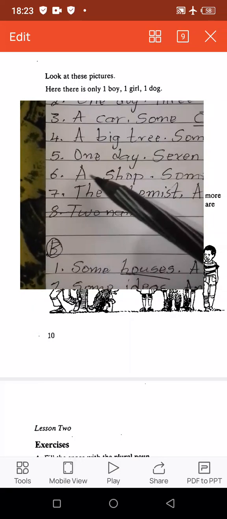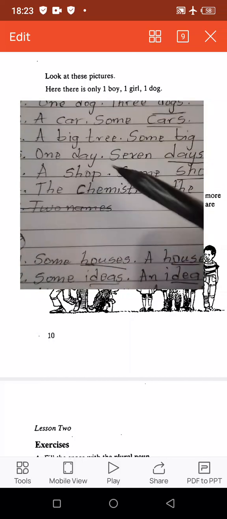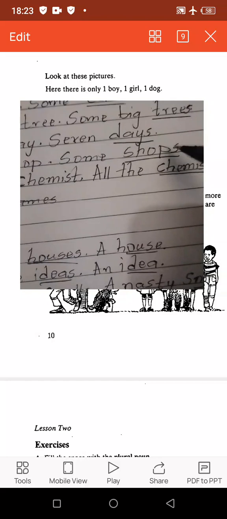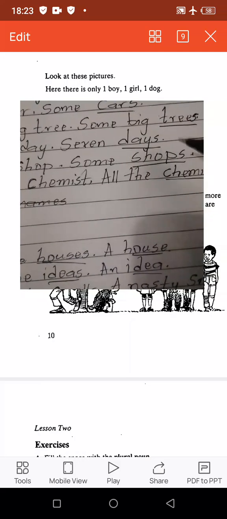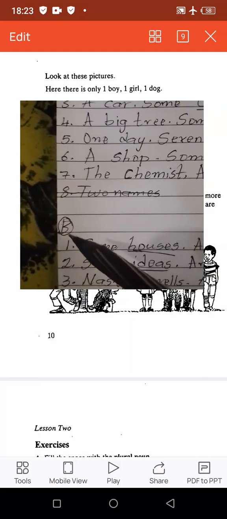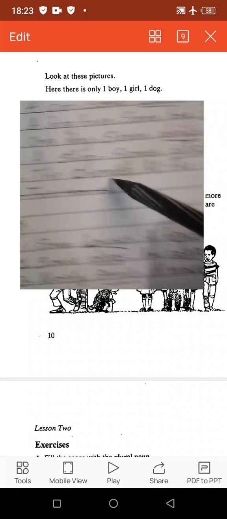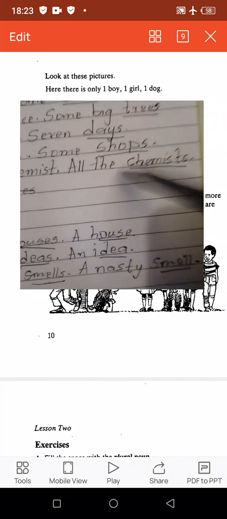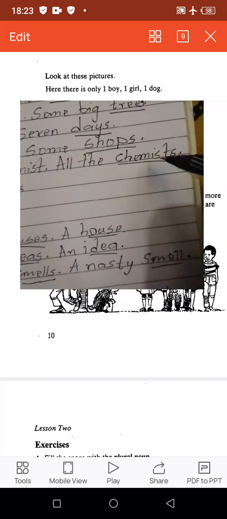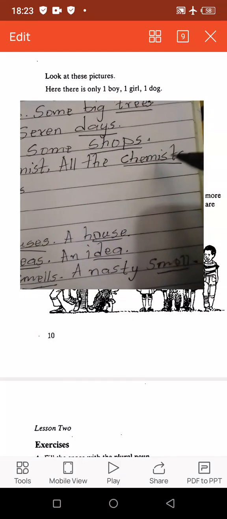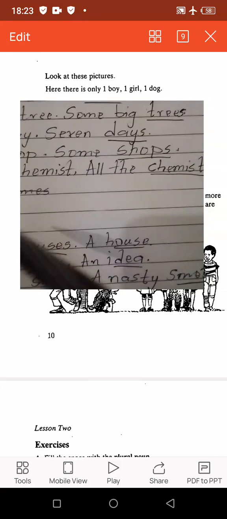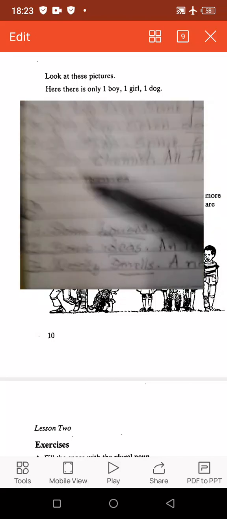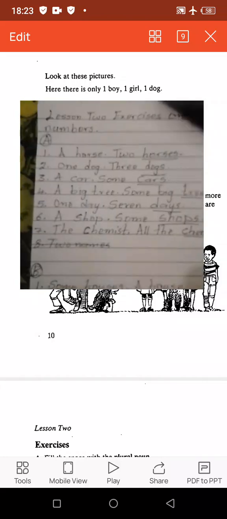Number 6, a shop. How about when it's more than 1? Some shops. We just add an s. Pretty simple right there. Number 7, the chemist. All the chemists. What did we do? We just add an s to the word chemist. So I stopped there to give you the chance to complete this exercise.